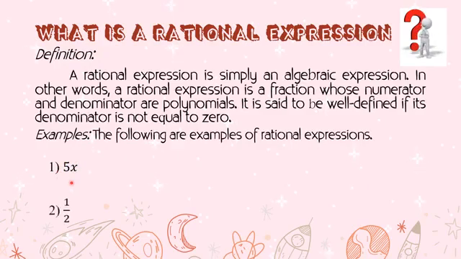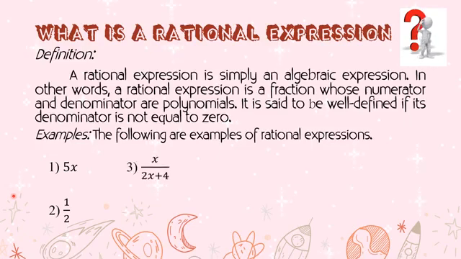Now let's proceed with our second example, that is 1/2. Our numerator is 1 and 1 is an example of a polynomial. And our denominator is 2 and 2 is an example of a polynomial. So therefore, 1/2 is a rational expression.